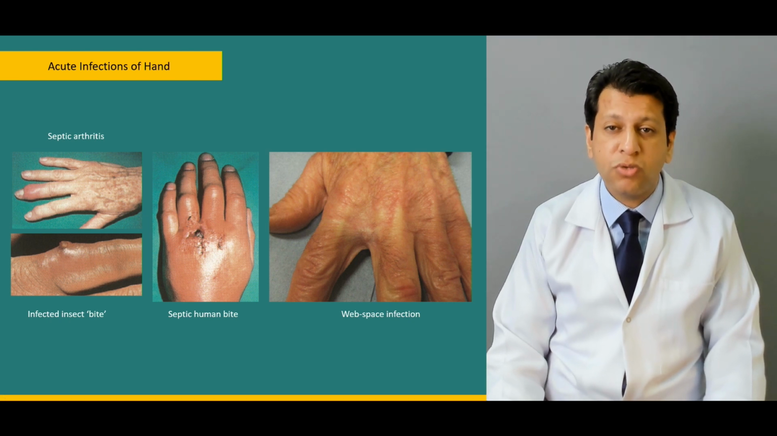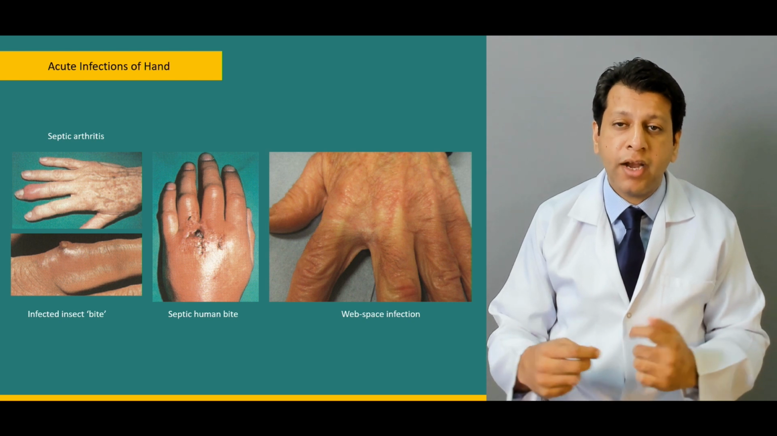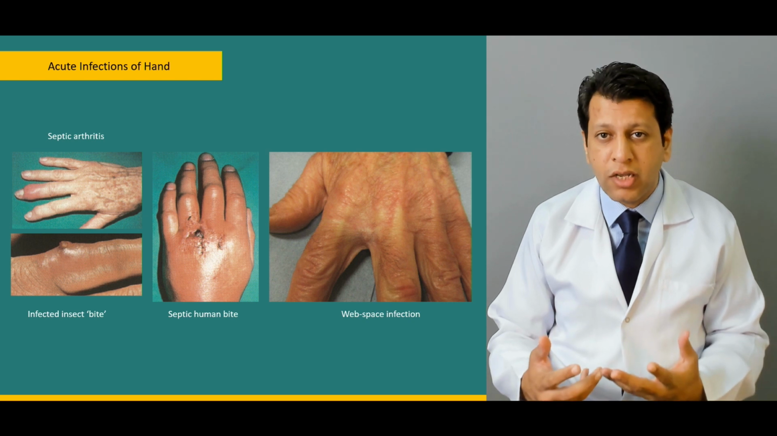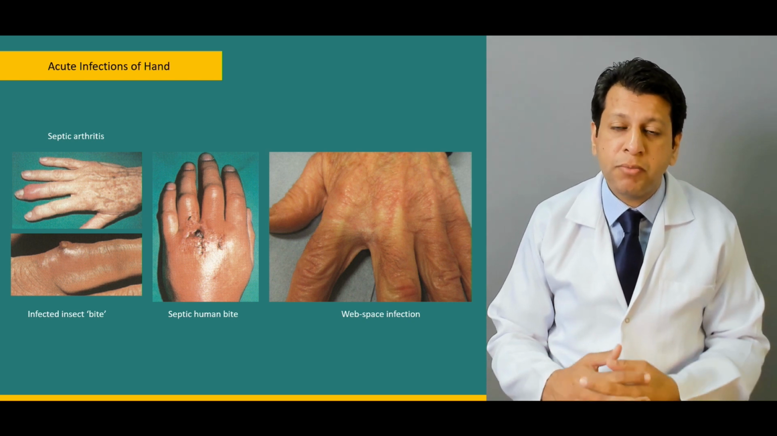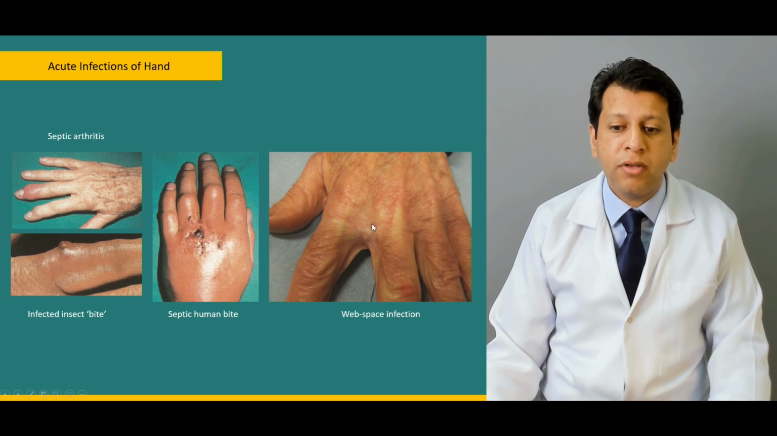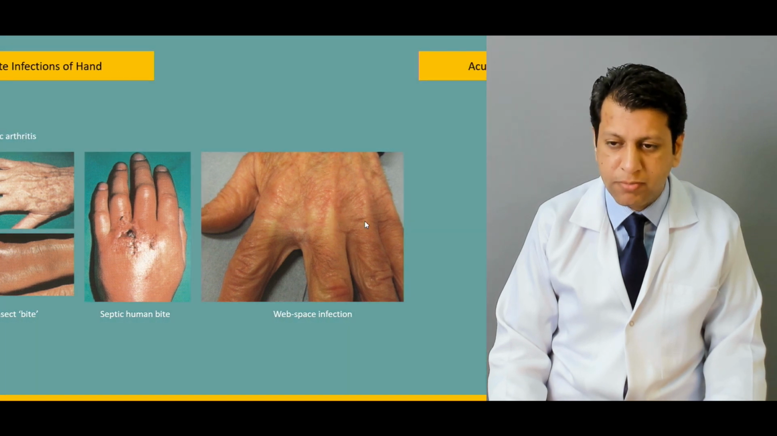Web space infection is very common in tailors or sewers who are working with their hands, and as a result a needle gets punctured into the web space and they don't realize it. Eventually, once the web space infection develops, it may present with a lot of swelling, and eventually it may resolve with some form of contracture or decreased range of motion as well.